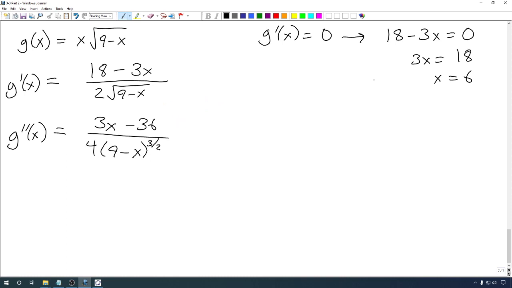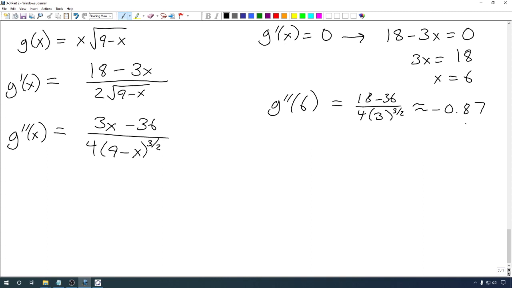Now, we could make a number line for the first derivative, but since we already have the second derivative and we went through all that work to find it, let's make use of it. What is the second derivative at 6? If I plug that into my formula here, I get 18 minus 36 over 4 times 3 to the 3/2 power. This is approximately 0.87. And the main point here is that it is a negative number.